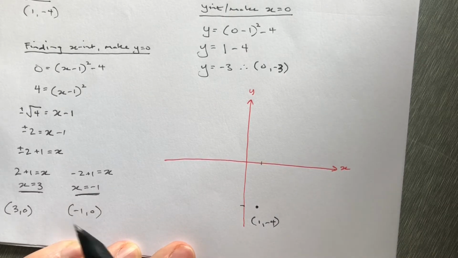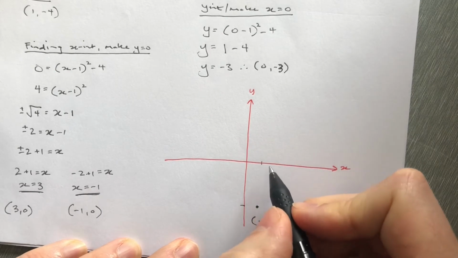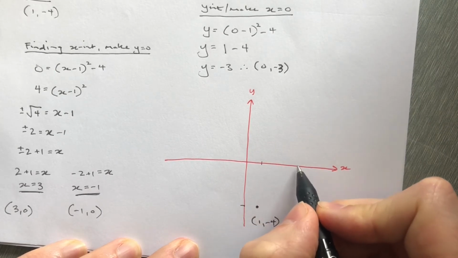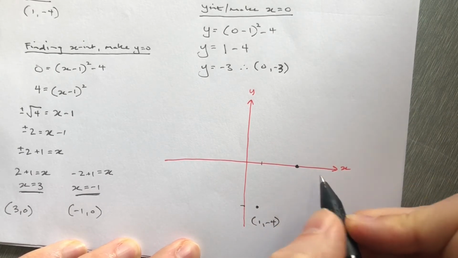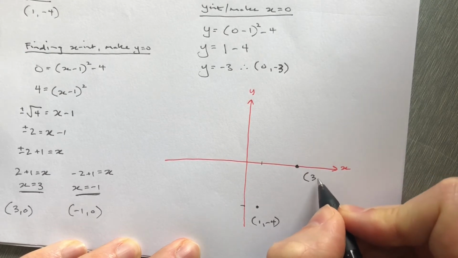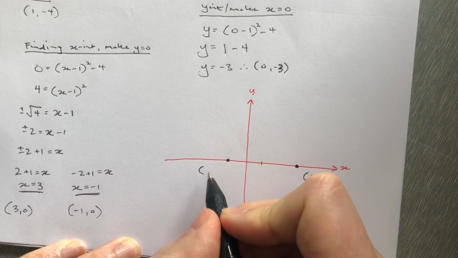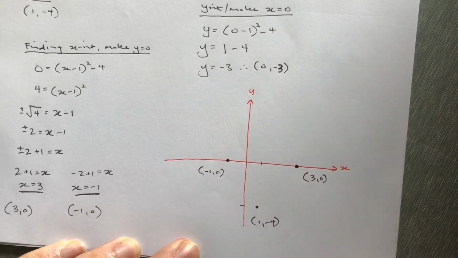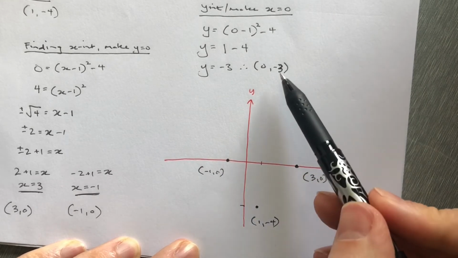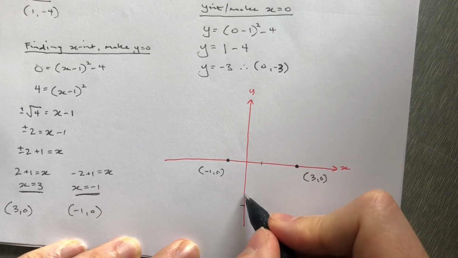So one is at 3 and the other one's at negative 1. So if that's 1, 3 must be about here. So I'll say that's 3 and 0, and negative 1 must be about here. Negative 1 and 0. And I need to show my y-intercept, which is at minus 3. Minus 3 will be about here.